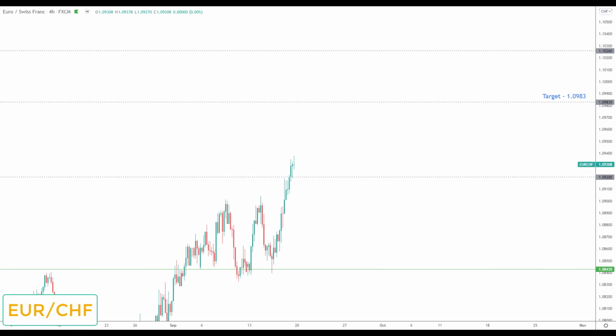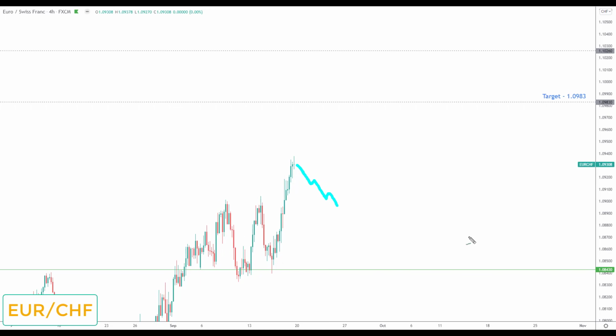Next is Euro franc. Now in Euro franc we are trending to the upside, and we did take out a previous target here of the 1.0920. Going into this week, the opportunity I'll be looking at in this market is any pullback towards the 1.08430 would be viewed as an opportunity to look for further advances to the upside.